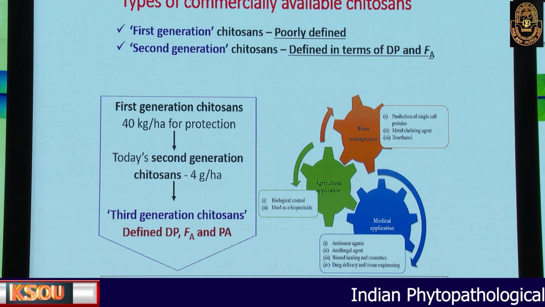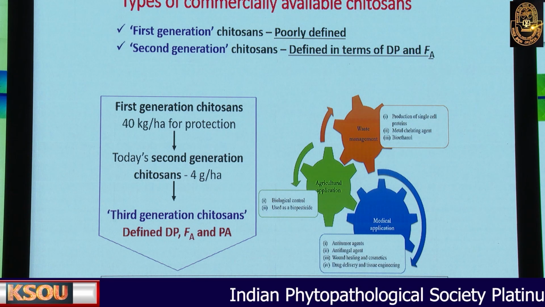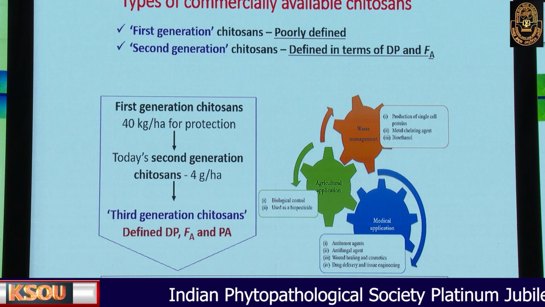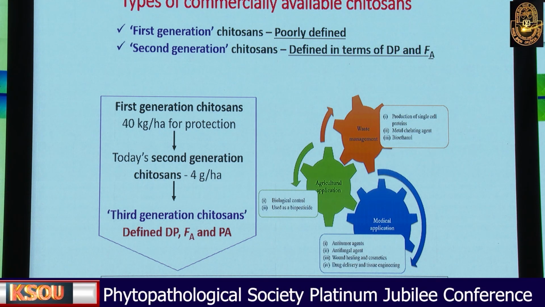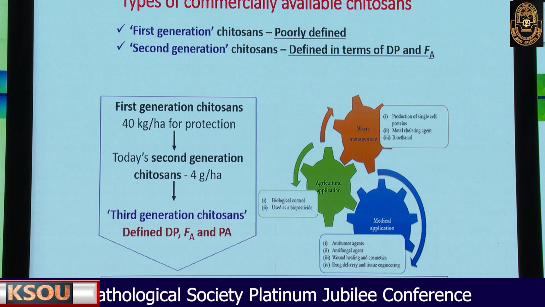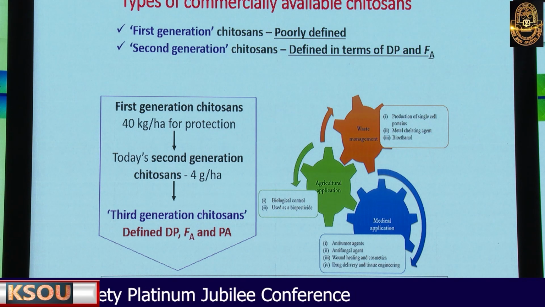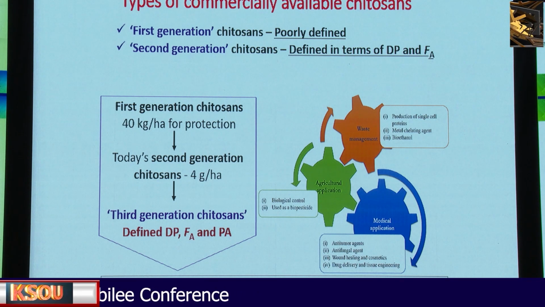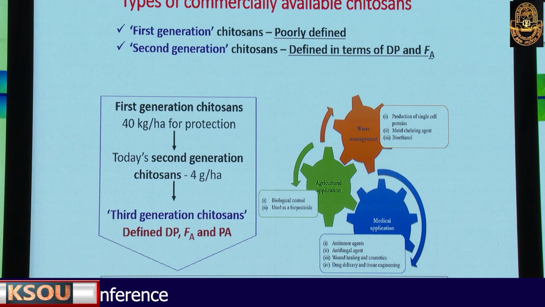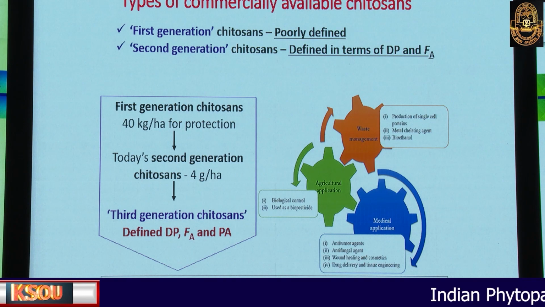When people did not know much about chitosans, about 40 kilograms per hectare was used for crop protection. With second generation chitosans, where a little deacetylation and the degree of polymerization were known, only about 4 grams per hectare was required. That is what today's water soluble chitosans, available plenty in the market, are. What we are talking about is third generation chitosans, which have a defined degree of polymerization, degree of acetylation, and defined pattern of acetylation. What we will require is a few micrograms of that, when we have these products available in the market.